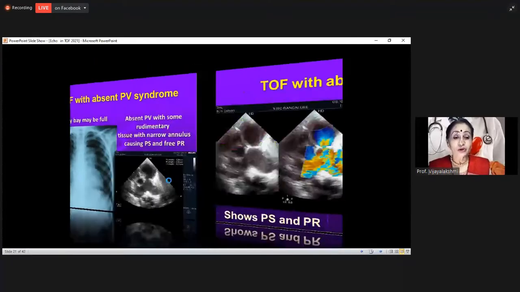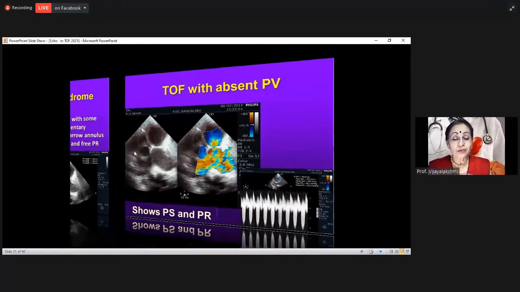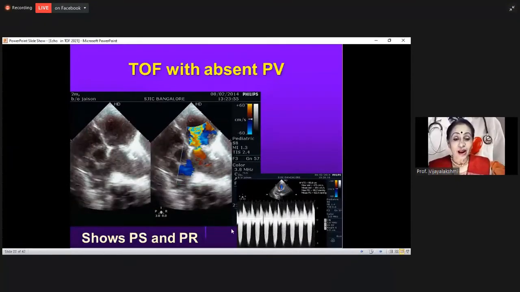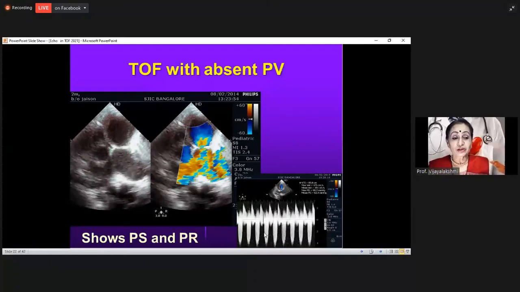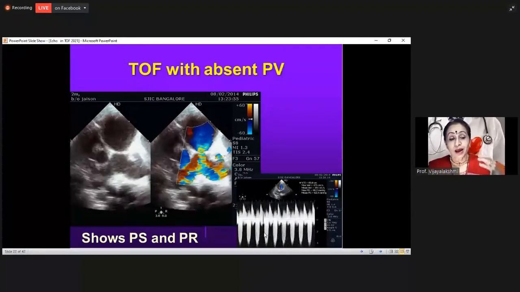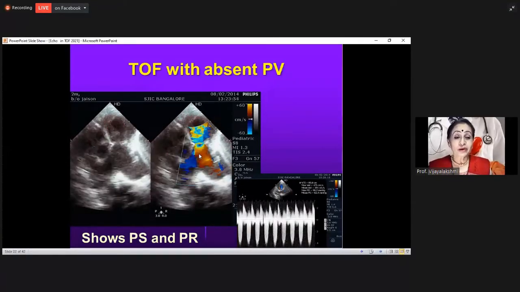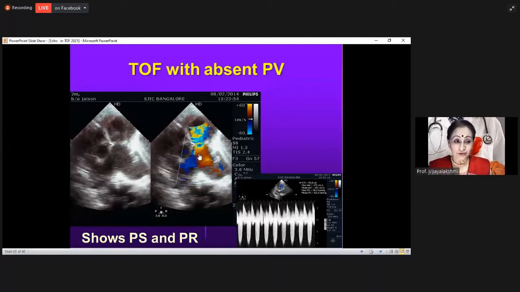So when we do the echo in a short axis, you can see that instead of the pulmonary valve, only rudimentary buds are there, no valve is there, and there is free pulmonary regurgitation and pulmonary stenosis. So the patient will have a to-and-fro murmur, and you can see the pulmonary stenosis as well as the free pulmonary regurgitation, and this is a case of absent pulmonary valve.